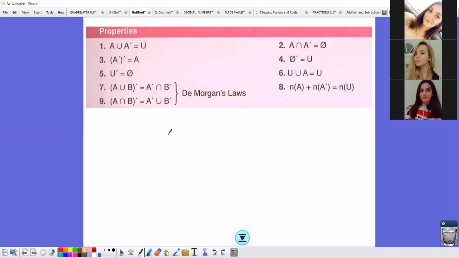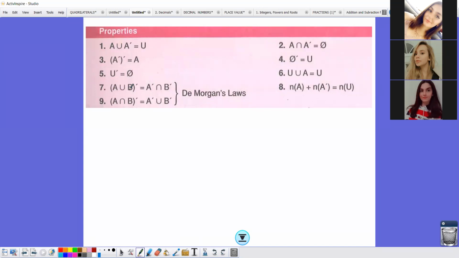Now here we have some properties about the complement. A union A complement is the universal set. The complement of the complement will be itself. The complement of the universal set is an empty set. And here, do you remember in the logic, we had De Morgan's law? Also here in the sets, we have the De Morgan's law.